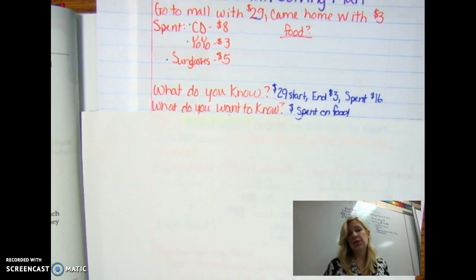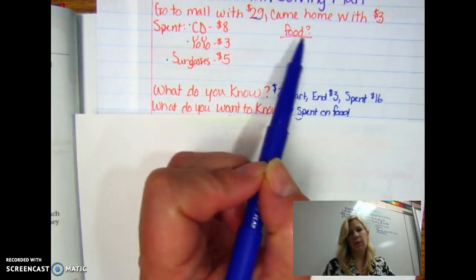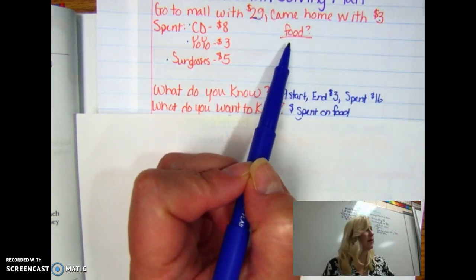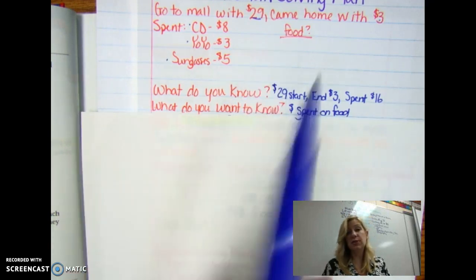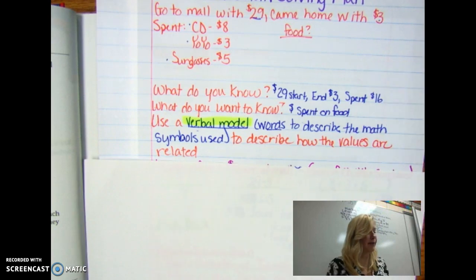So then my next question is, what exactly do we want to know? Well, the money we spent on food. If somebody were to ask you, how much did you actually spend at the mall, we could figure that out easily with 29 minus 3. But what we don't know is the money spent on food, and we have to do some problem solving to get to that number. So what is a verbal model?